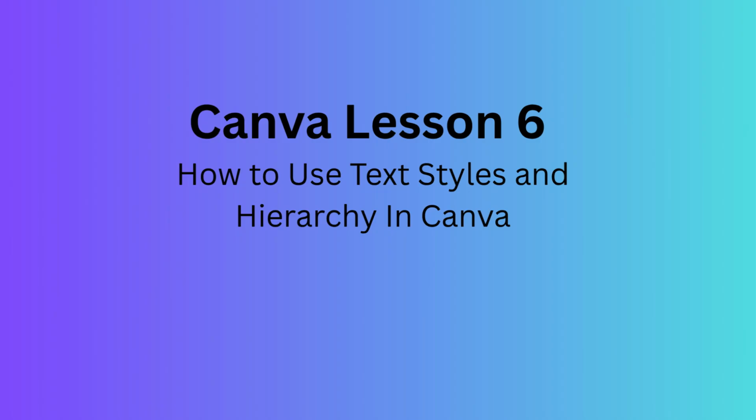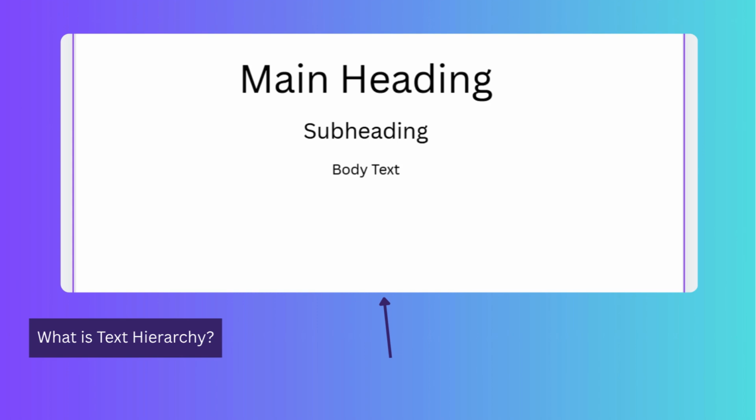In this lesson, you will learn how to use text styles and hierarchy in Canva. Text hierarchy helps your viewer understand what information is most important. When your headings, subheadings, and body text are organized clearly, your design becomes easier to read and much more visually appealing. Text hierarchy is the visual order of importance in your text.